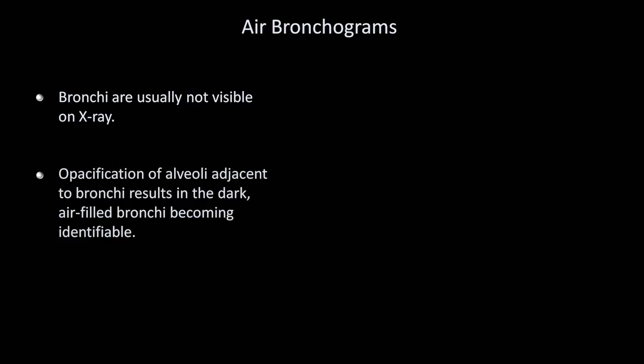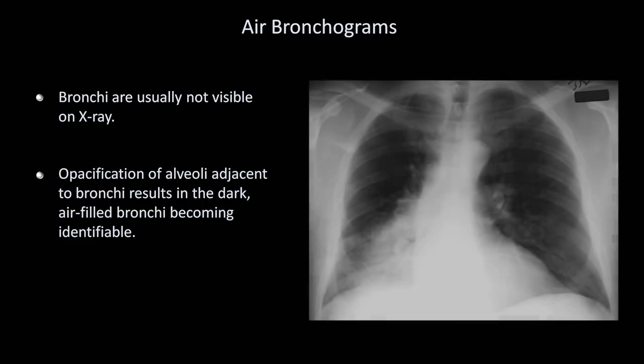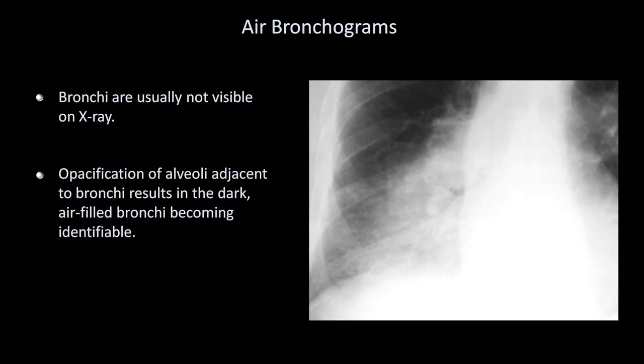Since bronchi are relatively thin-walled, air-filled structures surrounded by air-filled alveoli, they are usually not visible on X-ray. However, opacification of alveoli adjacent to a bronchus results in the dark air-filled bronchi becoming identifiable against a white background. In this example, the patient has opacification of the right lower lung zone, probably the right middle lobe, as we'll discuss in the next video. If we zoom in on the opacification, we can see an outline of a dark branching structure which are the bronchi.